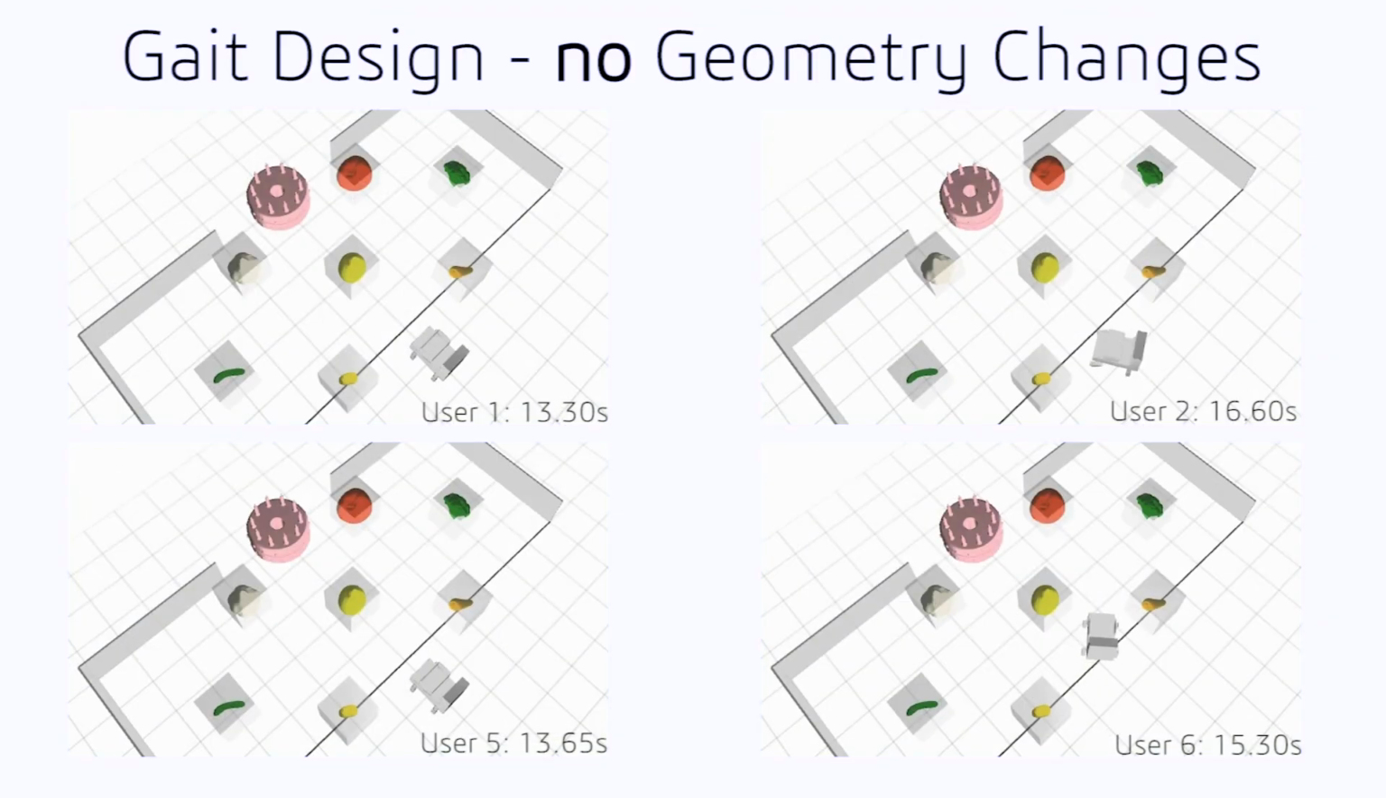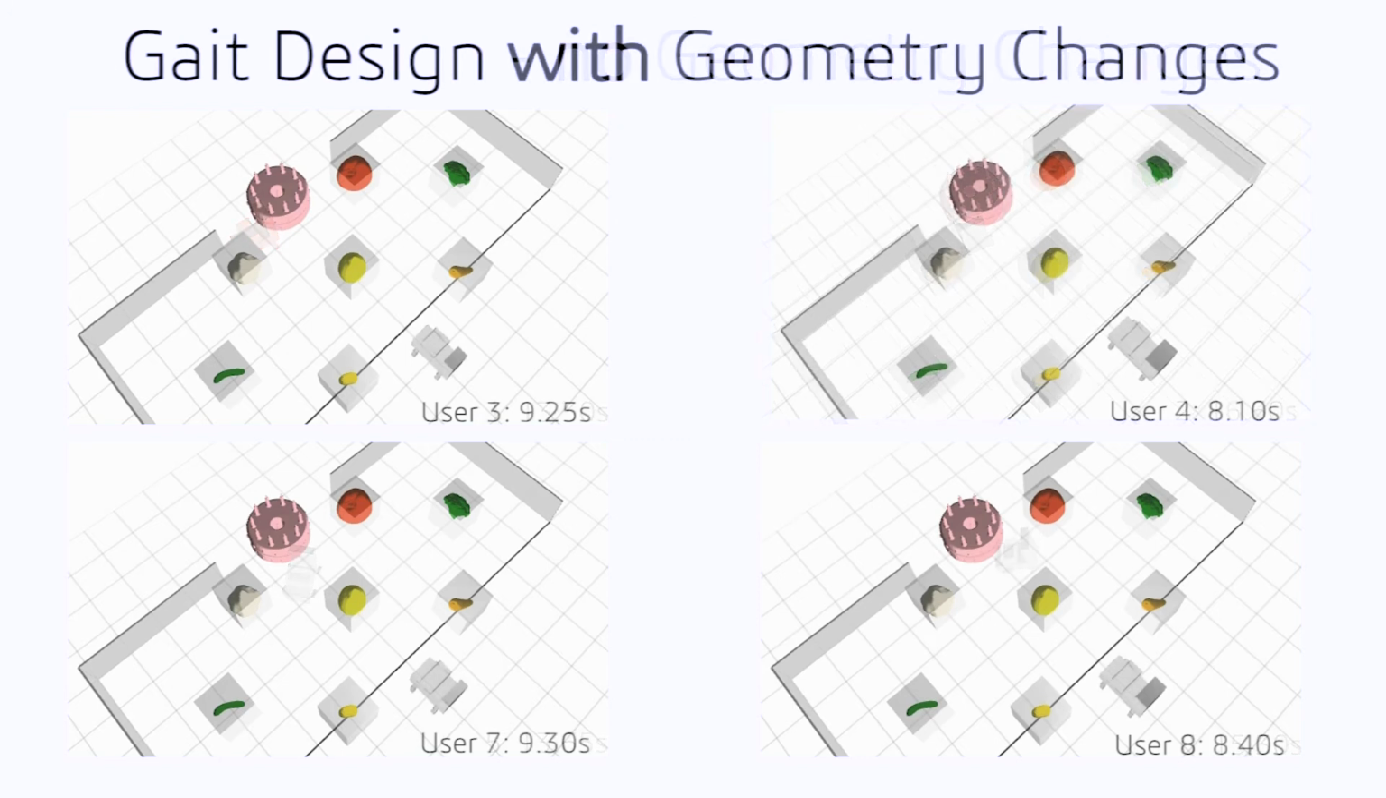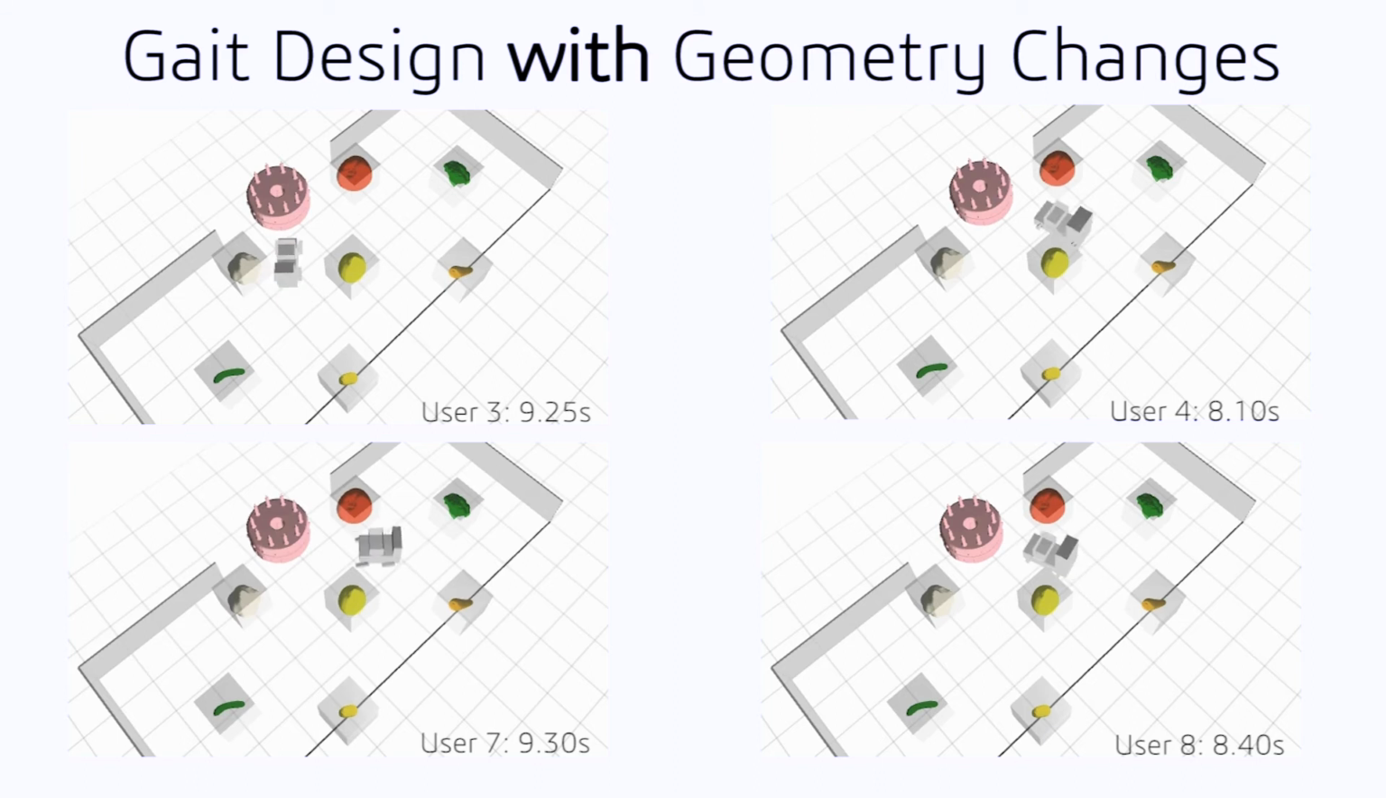Users also managed to use the gait design tool and interactive feedback to successfully navigate an obstacle course, taking an ice cream truck to a cake while avoiding fruits and vegetables. Users who were allowed to simultaneously edit geometry and gait designed trajectories that were 40% faster on average than the ones created by users restricted to gait design.